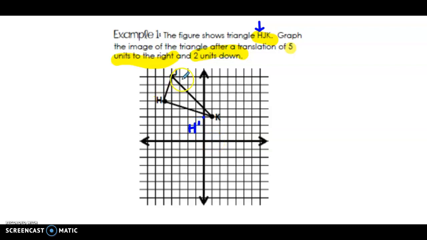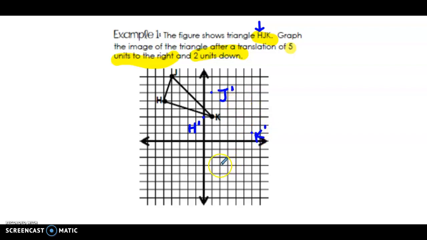And then I can go and do J. Same rules. 5 to the right, 1, 2, 3, 4, 5, and then 2 down, 1, 2. And again, I never picked up my pen. And it is J prime. And then the last one is K. So 5 to the right, 1, 2, 3, 4, 5, and then 2 down, 1, 2, right there. K prime.